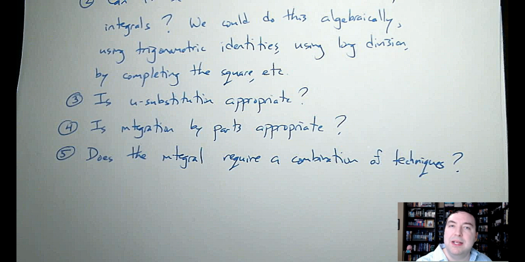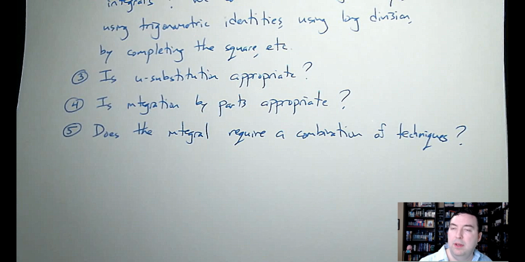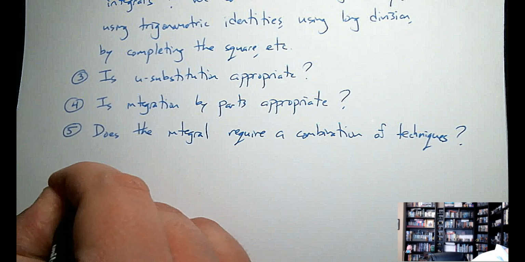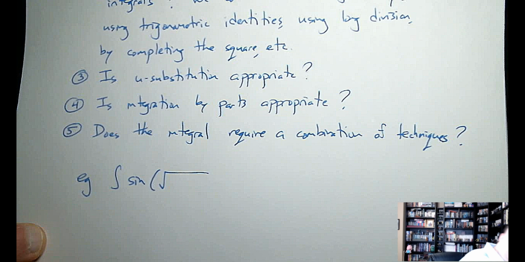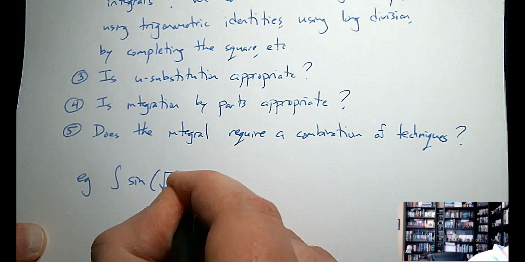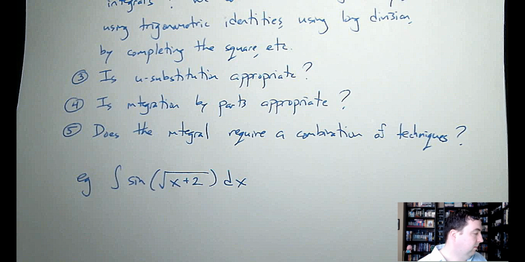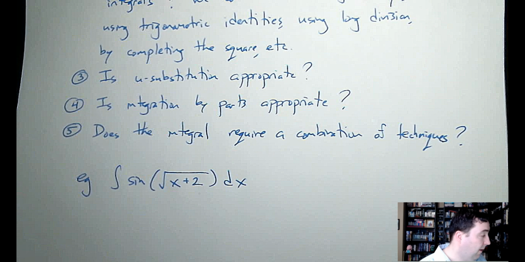So let's think about exactly these guidelines in the context of the next example. And here this is going to seem simple. This is going to seem like a very nice little integral. It's going to be the integral of the sine of the square root of x plus 2. So let's go through these 5 steps if we get that far.